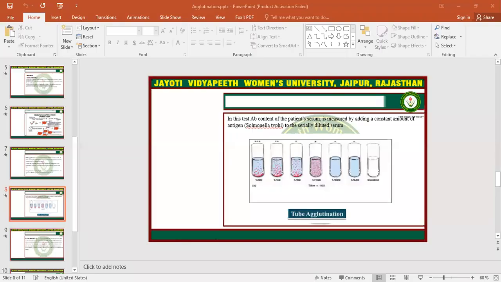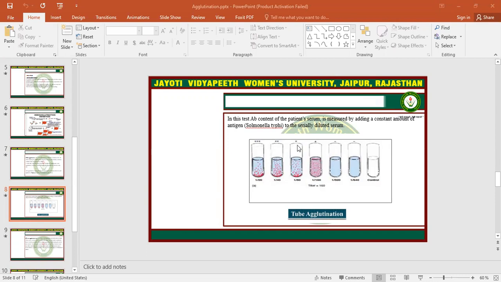Here I can share the screen so that students can understand it easily. This is the test in which we have added a constant volume of the antigen, and we added the antibody in a serial dilution. For example, in this tube, the antibody concentration was higher. In this tube, the antibody concentration is lower, and in the following tubes it is progressively much lower. But we added a constant volume of the antigen.